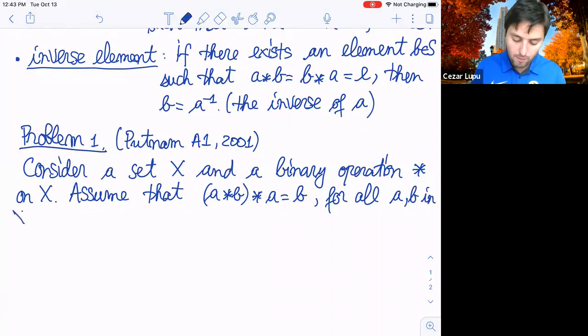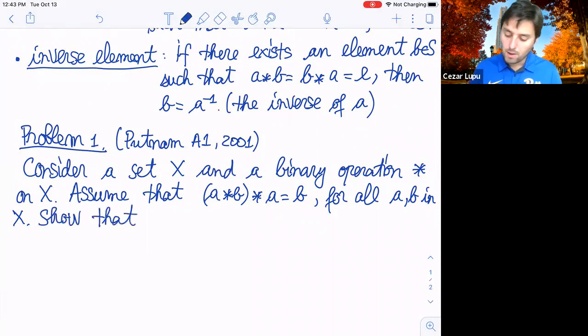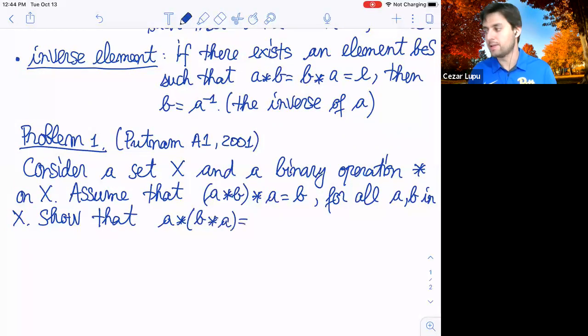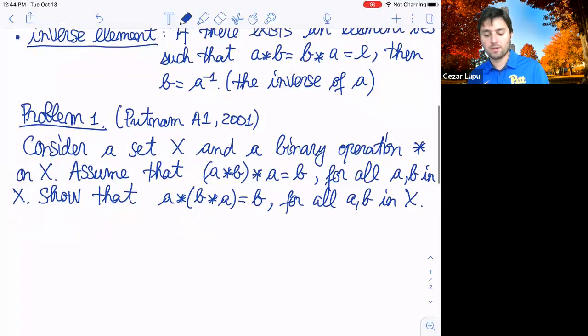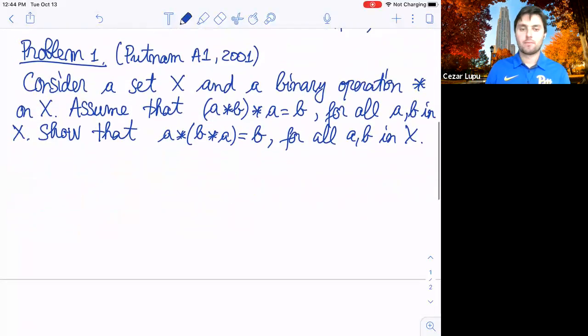Okay, let's write in words, right? Show that we also have the other way around. It's A star (B star A) is B for all A, B in X. All right, I want you to look at this very carefully. In fact, I would like you to tell me how we should solve this.